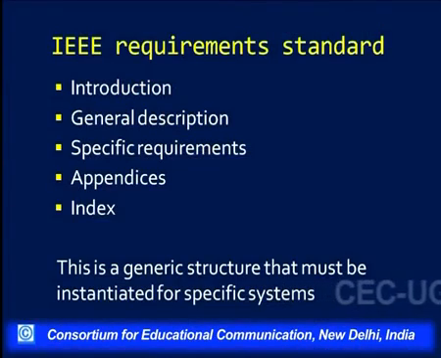So basically this is going to be a very important and a key document which is going to help the entire process. According to the IEEE requirement standard, the generic structure of a requirement specification document could be an introduction, then a general description, then the specific requirements, then the appendices and index. Of course, this is a generic structure and it can be instantiated for a specific system.